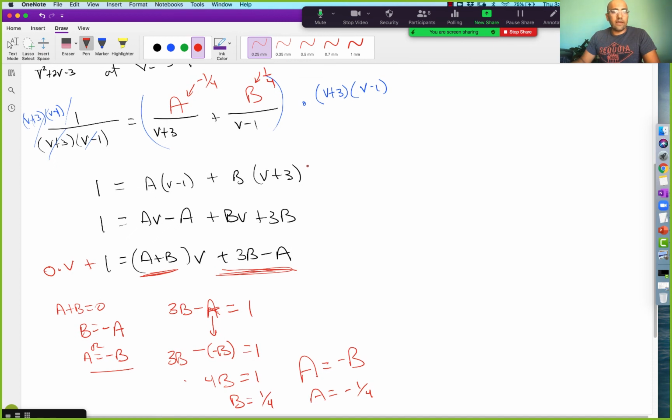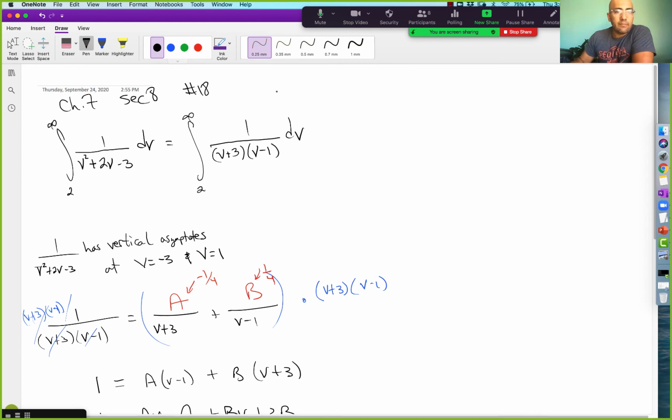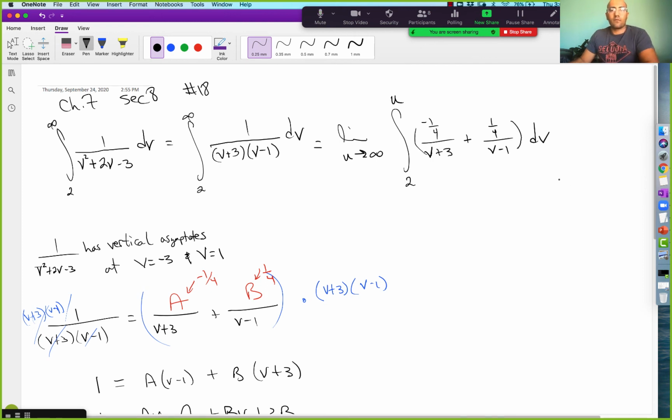Okay, so now that we've gone through all that trouble, we can come back to the pack here and say that this is going to be equal to the limit as u goes to infinity of the integral from 2 to u of this guy, which is equal to negative 1/4 over v plus 3 plus positive 1/4 over v minus 1 dv. Good.